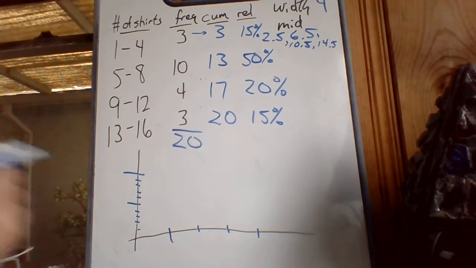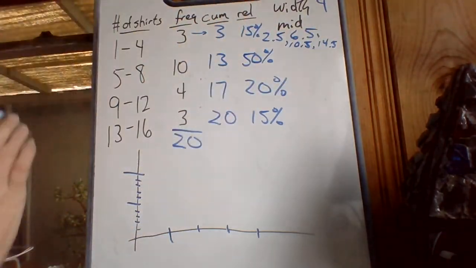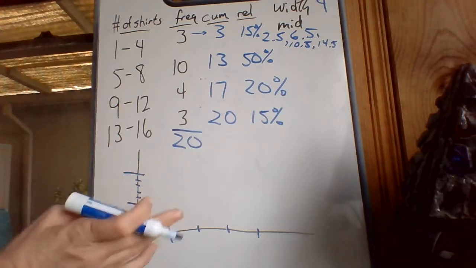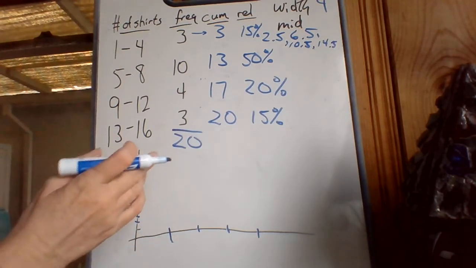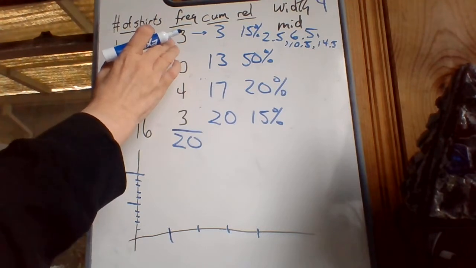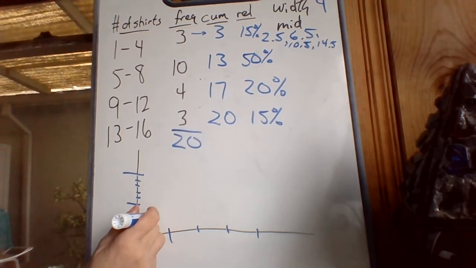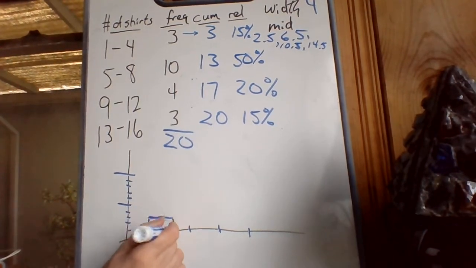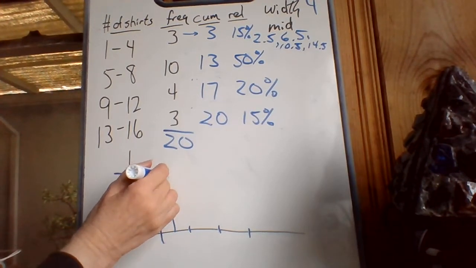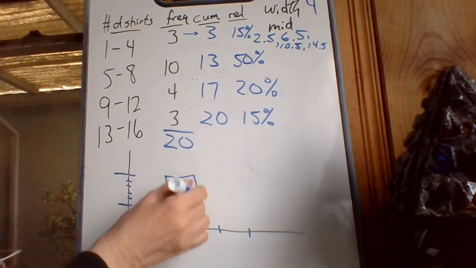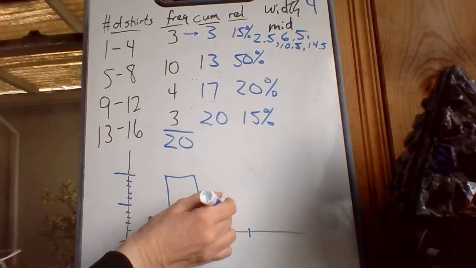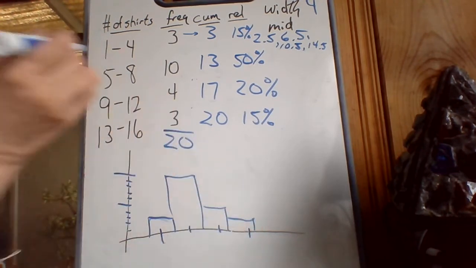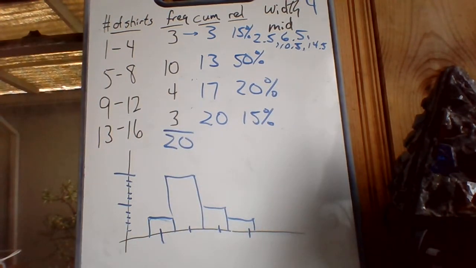Okay. And boundaries, I've already erased that. I'm definitely not using that for anything. Midpoints, I'm not going to use it right now. I'm just going to go ahead and draw the picture. I'll label it later. Okay, so I need to make a height 3. Height 10. Height 4. And height 3.